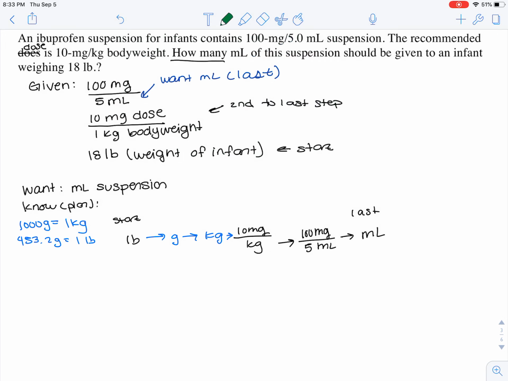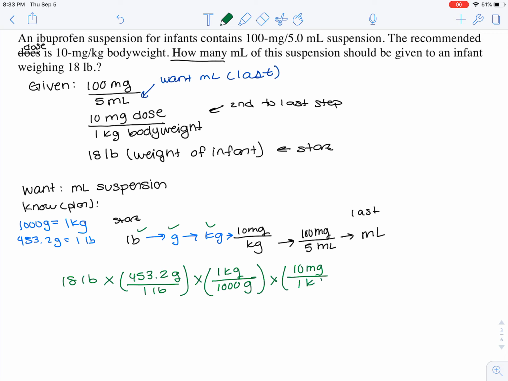Let's get a little different color. So you'll see 18 pounds times 453.2 grams divided by 1 pound, times the kilograms, 1 kilogram divided by 1,000 grams. Now I will use my first conversion factor that was given in my problem. Since I want milligrams, I will take my 10 milligrams over 1 kilogram. Okay, now I will get to my last step to get the volume.